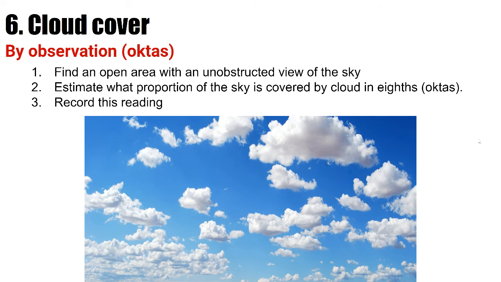Cloud cover is the last one, and this is done by observation. The units of it are oktas. You basically find an open area with an unobstructed view of the sky, so you need to be standing away from buildings and trees, and you estimate what proportion of the sky is covered in cloud, and you do this in eighths. So that's not the whole sky, but you could get the idea from that. What proportion would you estimate there is covered by that? Now you can see that's quite hard, but you would train your eyes. You got better and better, more practiced at it to see just how much of that would be covered by cloud, and then you record this reading in your record book.